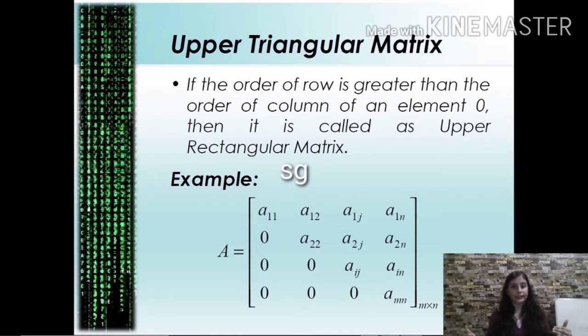All the elements present above the principal diagonal are non-zero, and all the elements present below the principal diagonal are 0. So, if the order of the row is greater than the order of the column of an element, it is 0, and then it is called the upper triangular matrix. Here see, all the elements present in the lower half are 0, and in the other half, maybe a few elements are 0 but not all. So this is an upper triangular matrix.